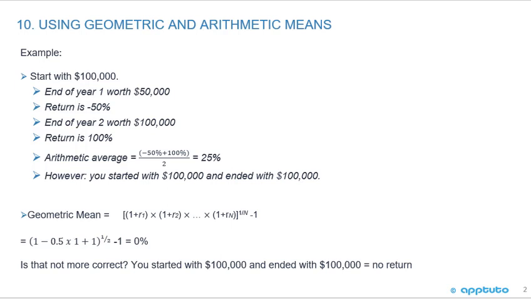And that's why we need to use the geometric mean when we're looking at investment returns where there are negative returns. So recall the formula for the geometric mean is 1 plus the return 1 times 1 plus the return 2, etc., to the power of 1 over n. In this case, n equals 2. So it's 1 minus 0.5, the 50%, times 1 plus 1, the 100%, to the power of 1/2, minus 1, and that gives you the correct return, 0%. That's correct. You started with $100,000, you ended with $100,000, you had no return.